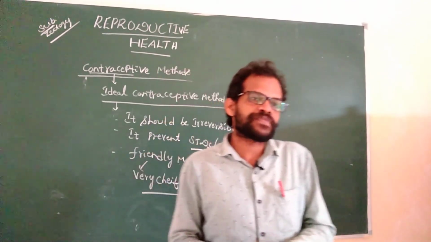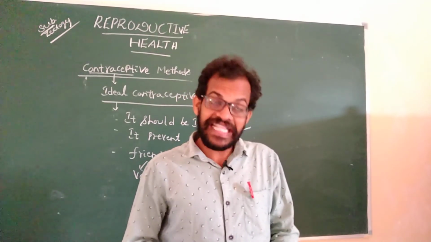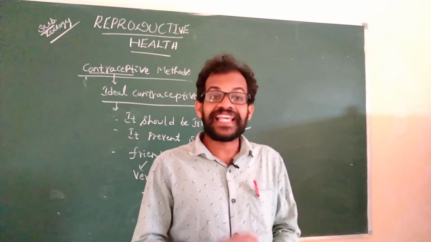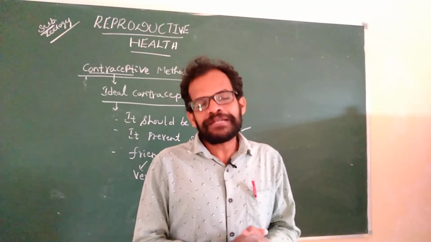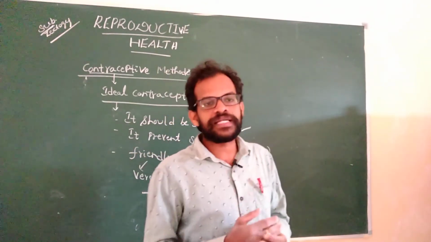What is the first method? That is periodic abstinence, also known as the rhythmic method, or the calendar method. Second method, withdrawal method, the coitus interruptus method. Third method, known as the lactational amenorrhea method.